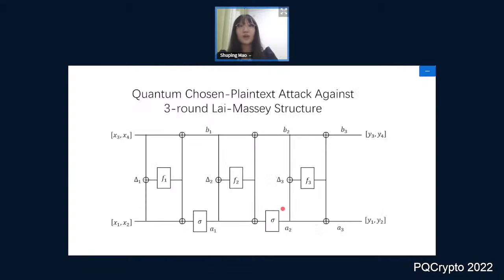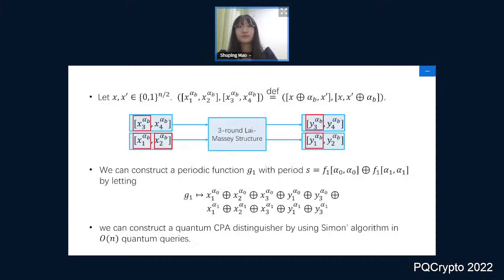And here we give a quantum chosen plaintext attack against 3-round Lai-Massey structure. This is a 3-round Lai-Massey structure, and the inputs are x1, x2, and x3, x4. The corresponding outputs are y1, y2, and y3, y4. The process is shown in this figure.